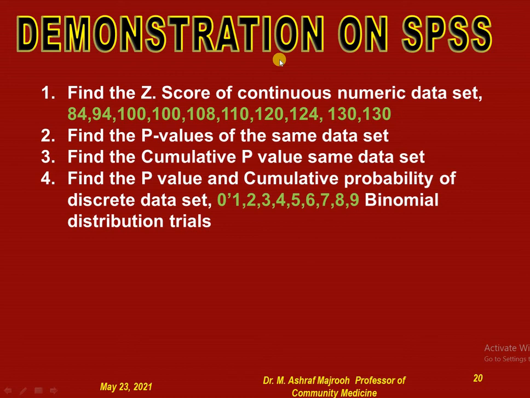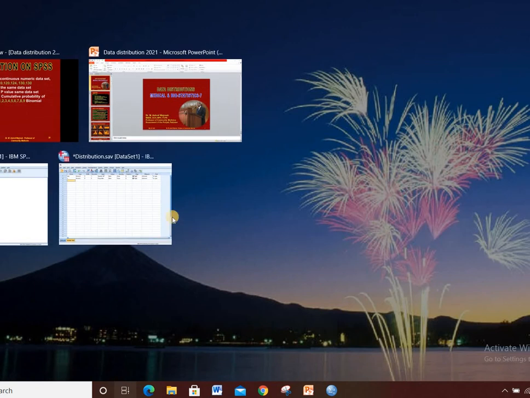Now, the demonstration on SPSS. In SPSS, we will find the z-score of continuous numeric data set as given here and find the p-value of the same data set, and then we will find the cumulative p-value of the same data set. Then we find the p-value of cumulative probability of discrete data set of 9 trials, binomial distribution trials. So let's move to the software SPSS.